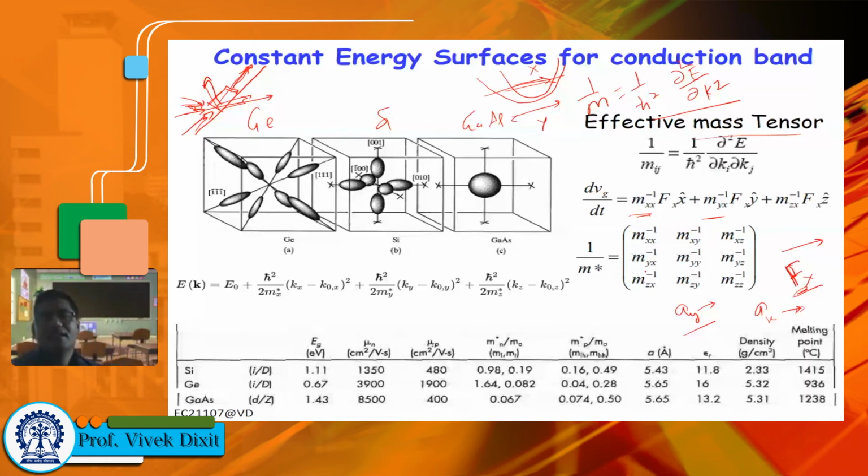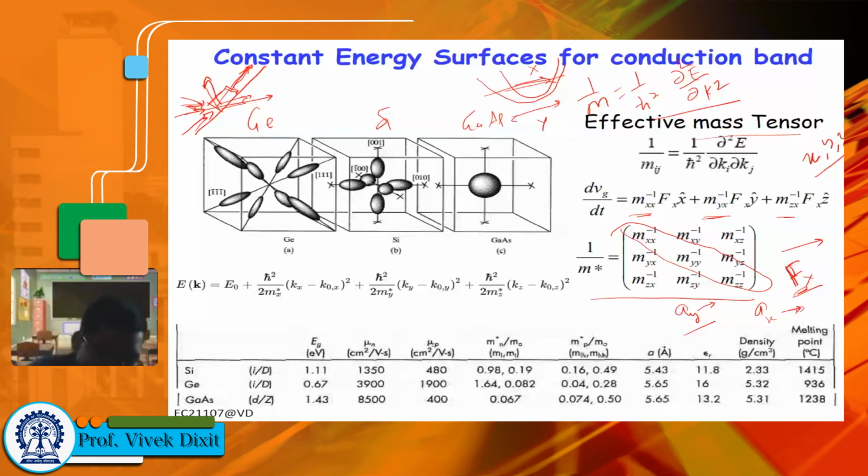Now, having said that, if these x, y, z are principal axes, then these cross components will not be there. Only the diagonal elements will be there. So this is a property of principal axes. I will not go into the detail, but this is just for information that if x, y, z are principal axes, then this effective mass matrix or tensor will have only diagonal elements. Otherwise, this will basically be a full matrix.